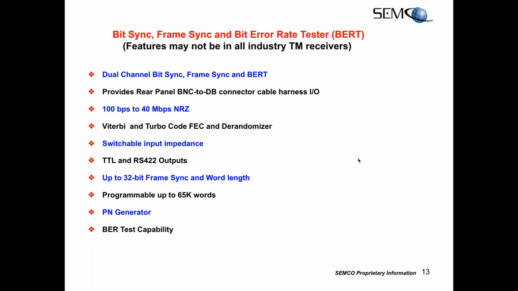You want the bit syncs and frame syncs to handle up to 40 megs in NRZ. You want to have Viterbi and turbo code FEC decoders. You want switchable input impedance so that you can go either high or low for your input impedance. Again, TTL and 422 outputs. You want at least a 32-bit frame sync and word length, programmable up to 65,000 words. And then you want a PN generator that provides all the standard PN patterns for your BER testing, which then is provided by the BERT.